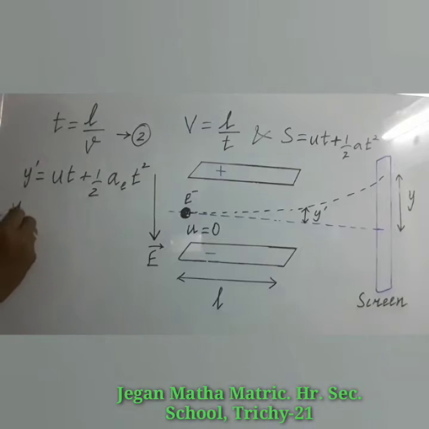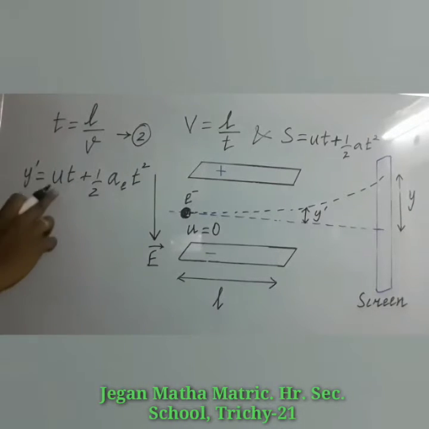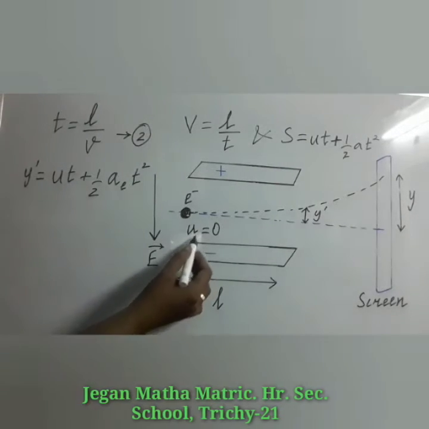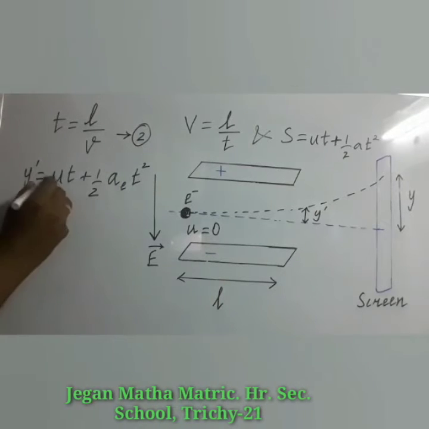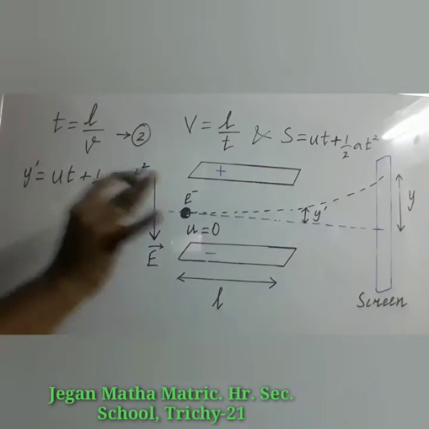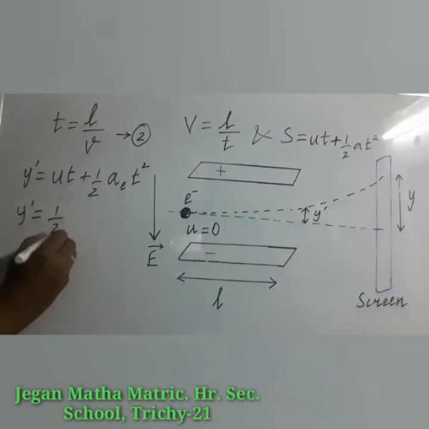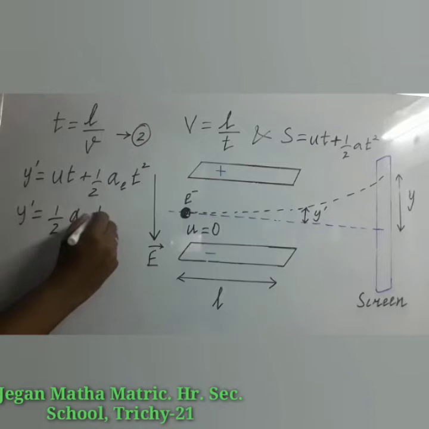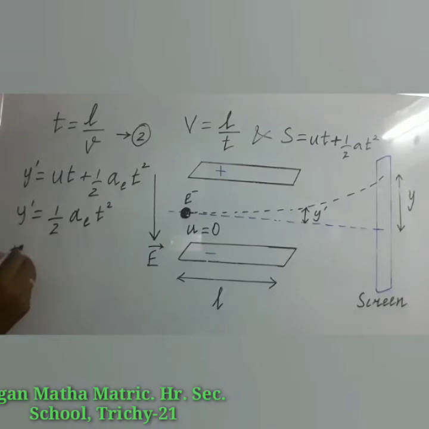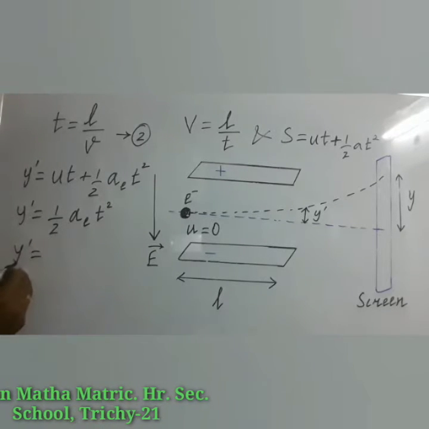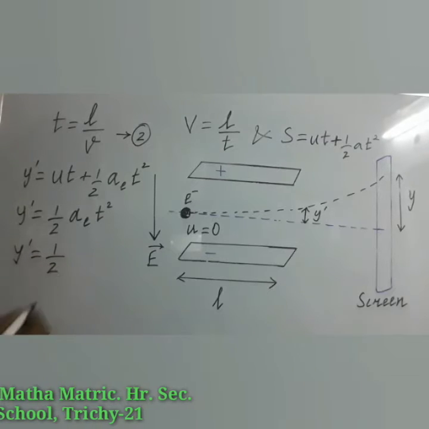The next step, we can apply the known values. What is the value of initial velocity u? That is equal to 0. So here this term will be equal to 0. So what is the remaining thing? Y dash is equal to 1 by 2 ae t square. We can apply the known values. Y dash is equal to 1 by 2.